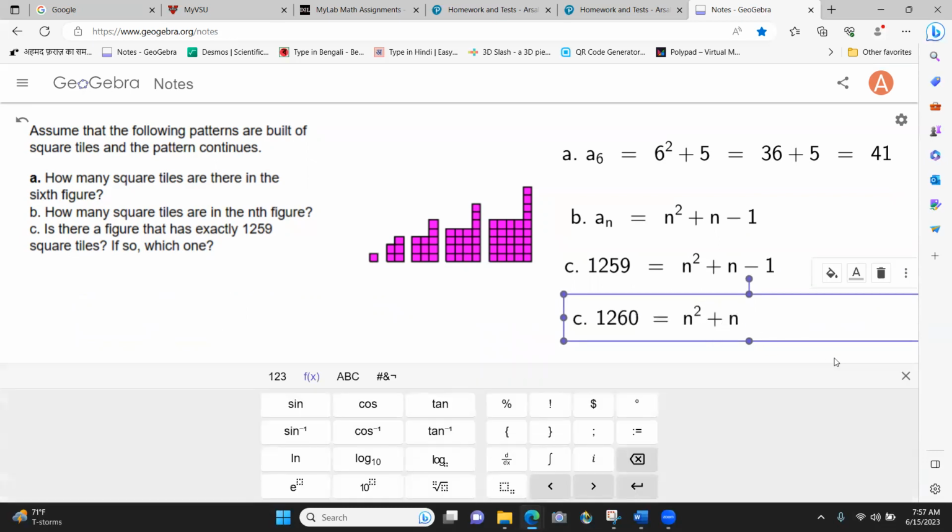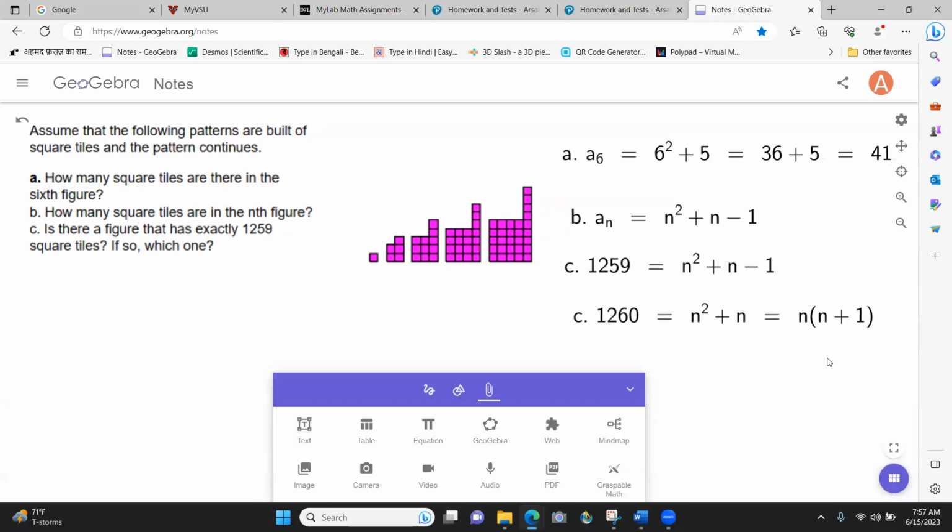It's a very nice problem, actually. I have to factor out n, and I get n times n plus 1. Now, n has to be a whole number, right? 1, 2, 3, 4, 5, 6, 7, 8, 9, 10. And what kind of whole numbers are n and n plus 1? They're consecutive whole numbers, okay? 5 and 6, 7 and 8, 9 and 10, 11 and 12. So I'm going to try some consecutive whole numbers and see if I can get 1260, and I will need my calculator.